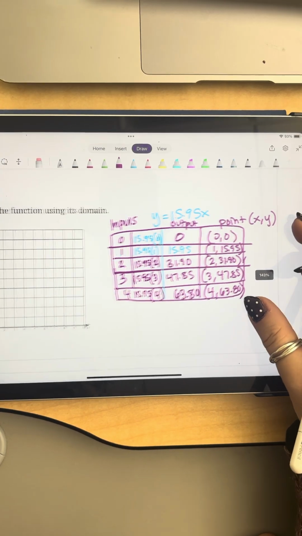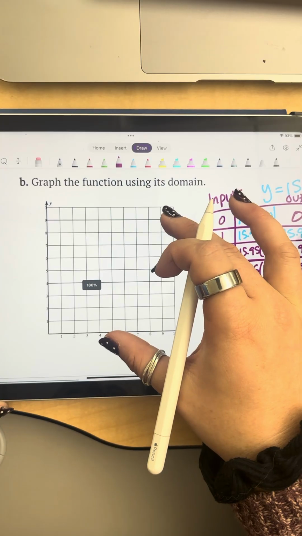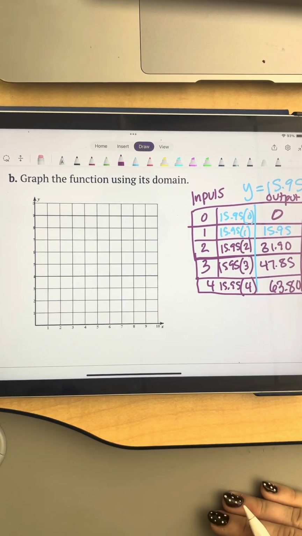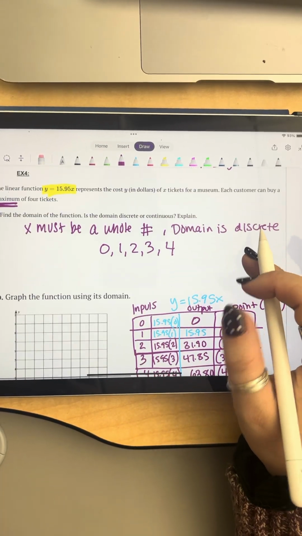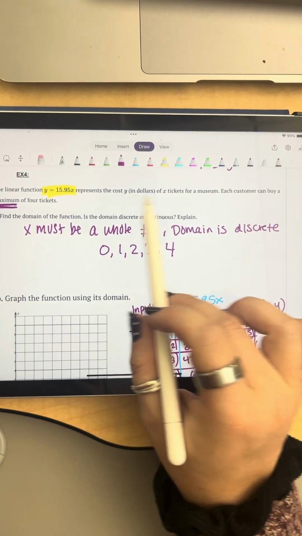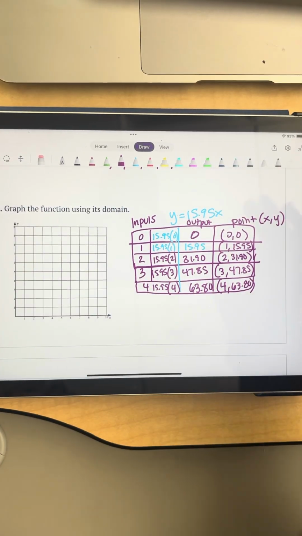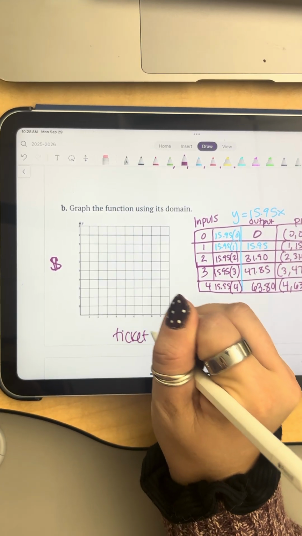Okay, so those are the points that I'm going to graph on these. When you are doing a graph, a couple of important things: labeling them and numbering them correctly. So number one thing is labeling which one is which. The problem told us Y is dollars and X is tickets. That's exactly what I want to label this. So dollars for my graph, and then we've got tickets for my X.